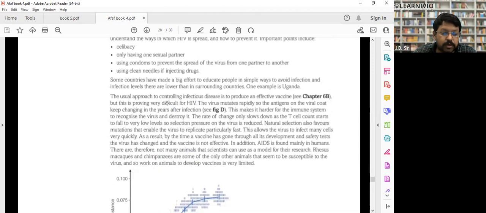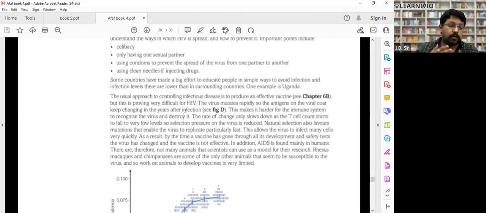The usual approach to controlling an infectious disease is to produce an effective vaccine. But this is proving very difficult for HIV. The virus mutates rapidly, so the antigens on the viral coat keep changing. Got it? What is mutation? Every time, the same thing is with the coronavirus. It changes the sequence of DNA? Yes, yes. I got the coronavirus.